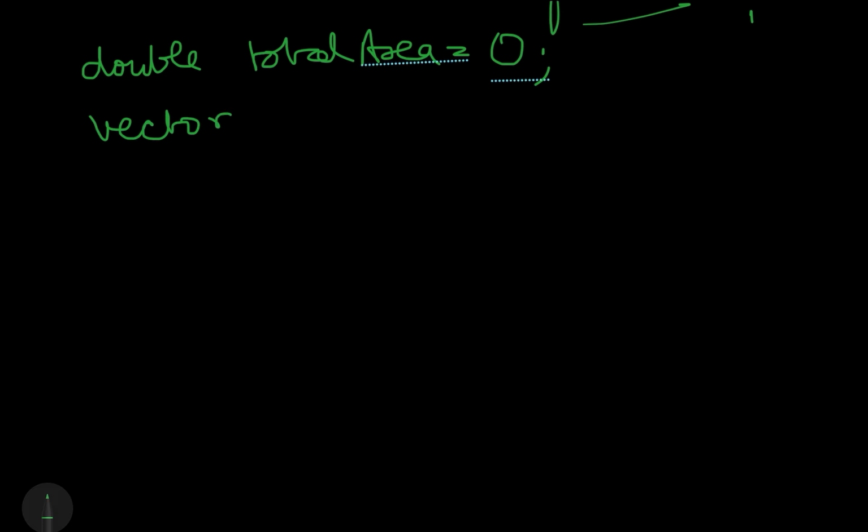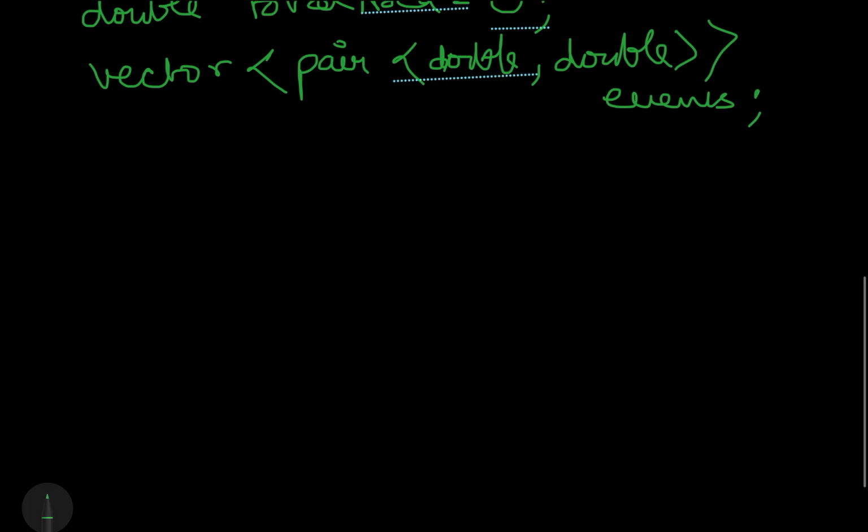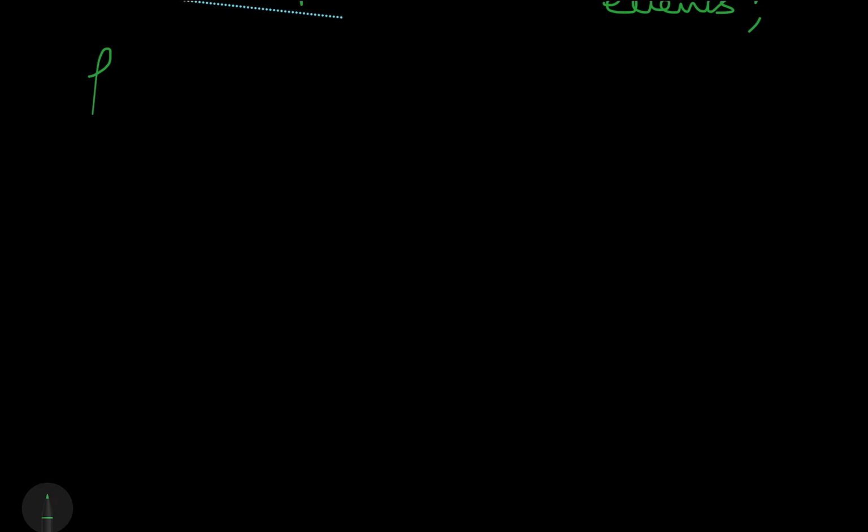First, we'll take a variable named total area. Then we'll define a vector having pair of double size. This vector array we'll use to sort and apply our binary search on.